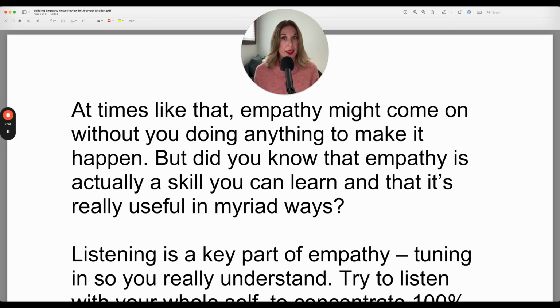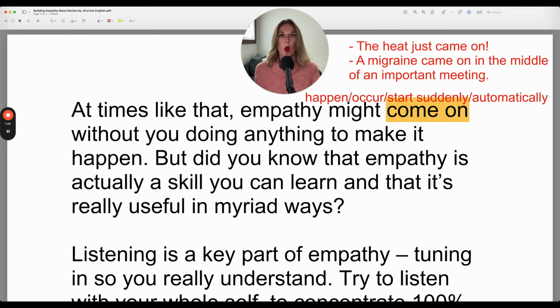At times like that, remember that represents when someone you know is going through something. Remember, to go through something is to experience something negative, only negative. At times like that, empathy might come on without you doing anything to make it happen. Do you know what come on means in this context? When something comes on, in this case, empathy comes on, it means it happens, occurs, or starts suddenly and automatically.